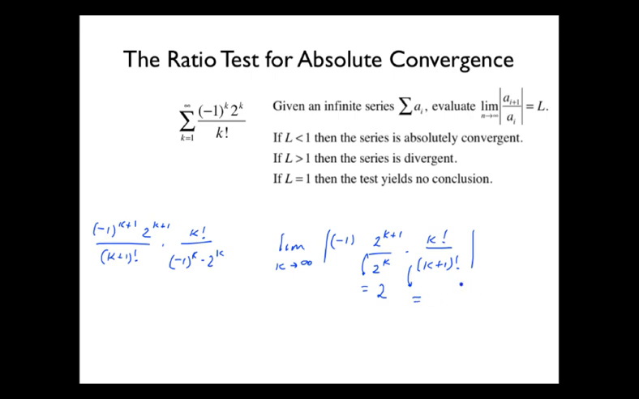So this k factorial over k plus 1 factorial. What do we think? 1 over k plus 1. Right, because what is k plus 1 factorial? It's k plus 1 times k factorial. It's k plus 1 times k minus 1 times k minus 2. So k plus 1 factorial is just k plus 1 times k factorial. So the k factorials go away. So we have the limit of 2, so that this goes away.